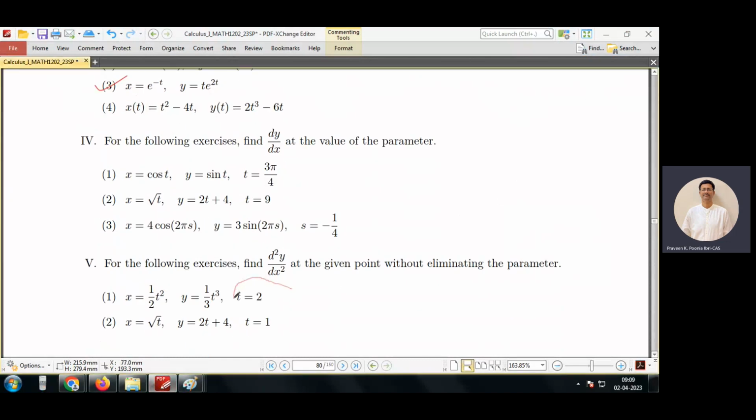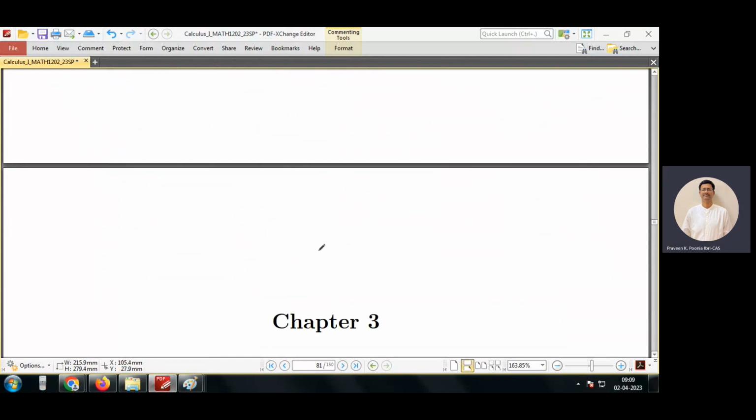Here, by chance, in this question, the value of t is given. So at the end, first find dy by dx, and then put t is equal to 2 into the given problem. So like this, you can solve all the questions.